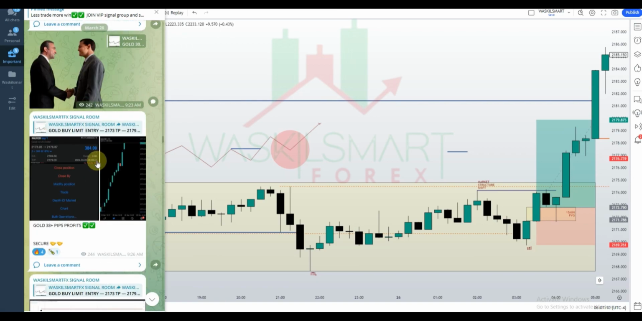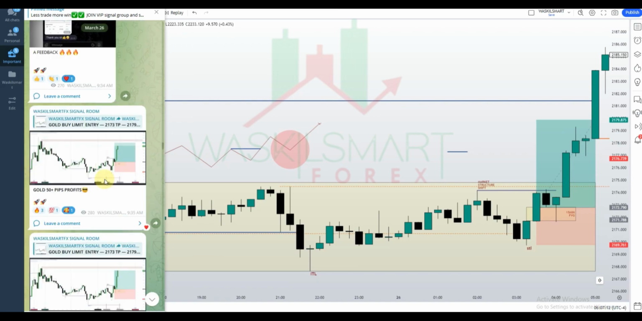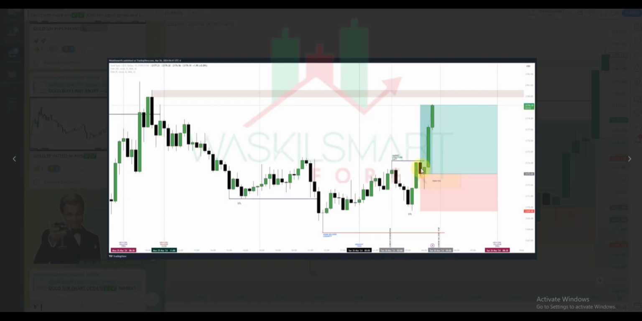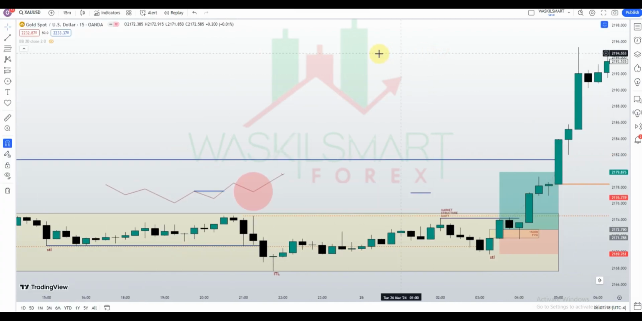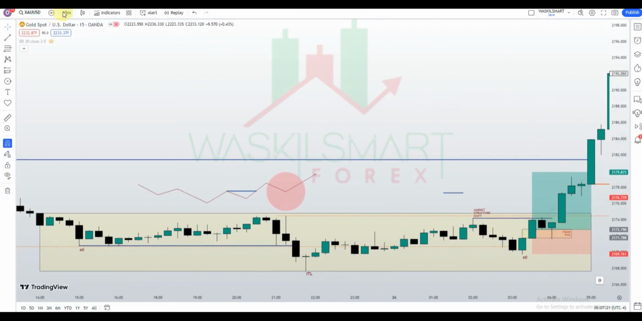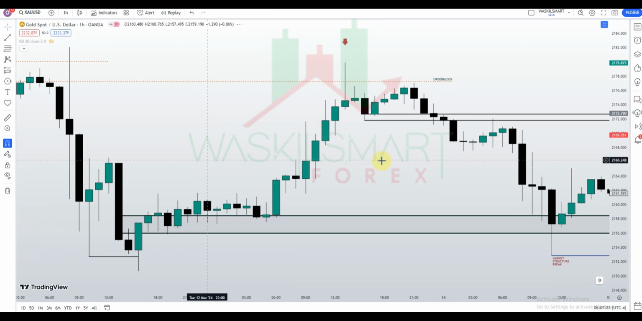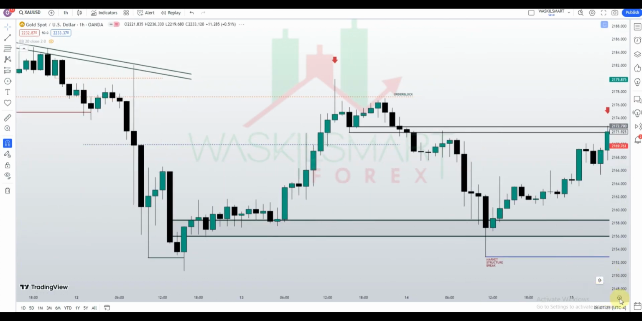Okay, let me show you when it hit the TP. So this is how it hit the TP. I was just expecting the market, I was not doing much, but you can do something for yourself. Go back to the 1 hour chart, on that same spot, on that same spot.